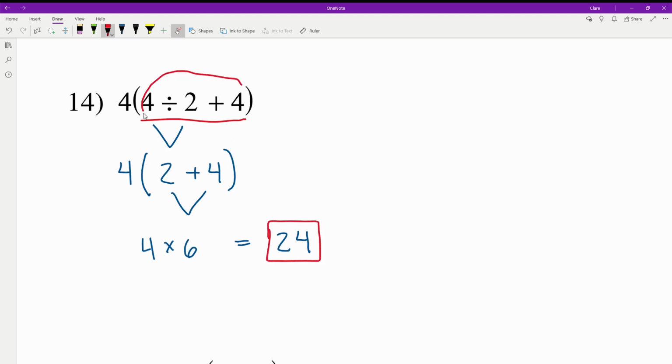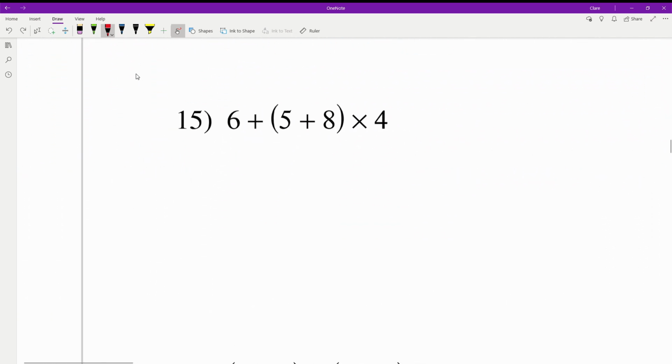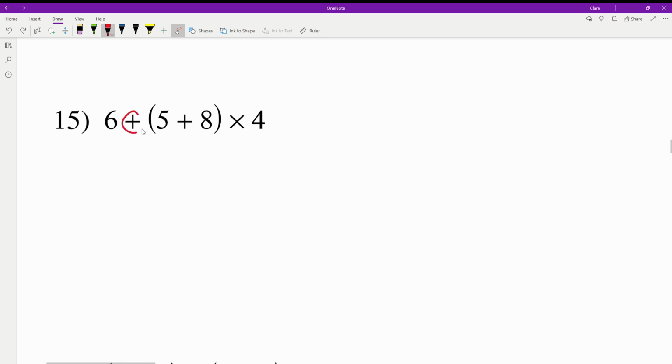And again, you do all operations within your parentheses before you multiply. In number 15, I have addition, and then I have addition, and then I have multiplication. But this middle addition happens within parentheses, so we know that parentheses comes first. So I'll have 6 plus 5 plus 8, that's going to be 13. And then that gets multiplied by 4. Now, out of addition and multiplication, multiplication comes next. So 13 times 4, I'll calculate that, and that'll be 52.